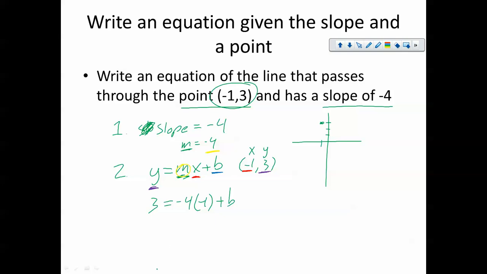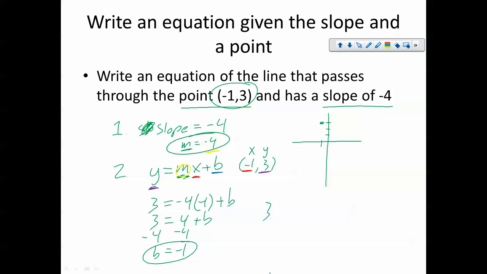3 equals -4 times -1. So solving this equation, I get 3 equals 4 plus b. And then if I subtract 4 from both sides, I get b equals -1. So I have done step 2. I have identified my y-intercept. I have identified my slope.